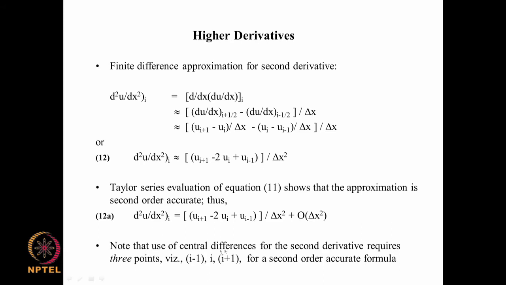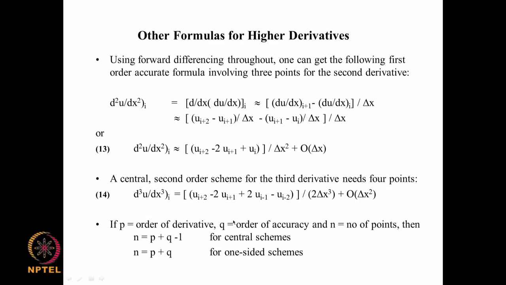And what we would like to point out here is that this central difference approximation for the second derivative requires 3 points, that is the evaluation of u at i-1, i and i+1, whereas for the first derivative, central difference required u_{i+1} and u_{i-1}, only 2 neighboring values. Okay. So, we can also have other formulas for higher derivatives. It is just not necessarily that this is the only way.